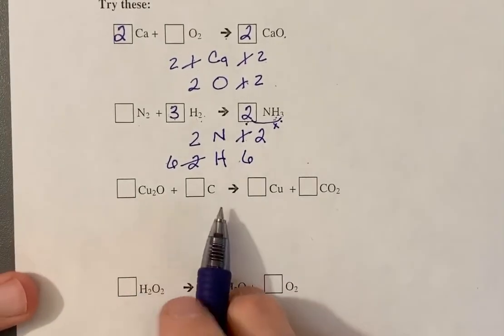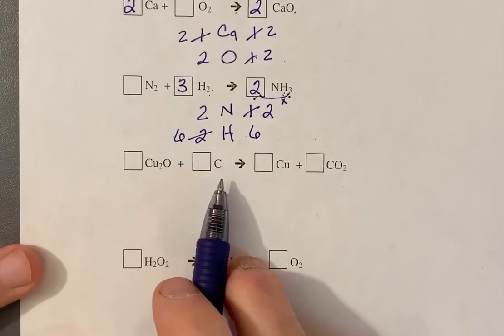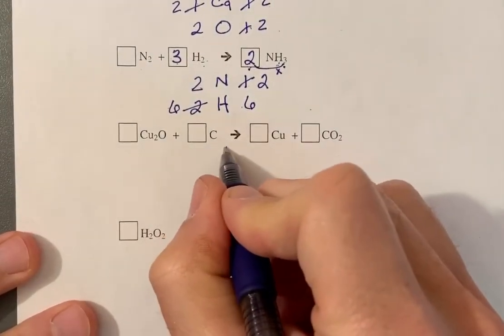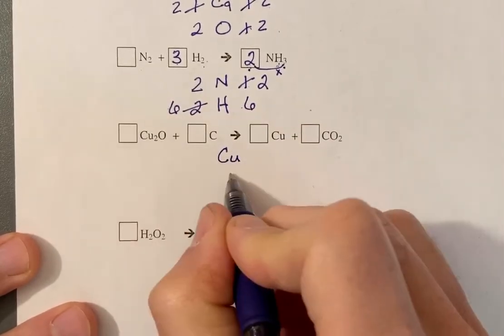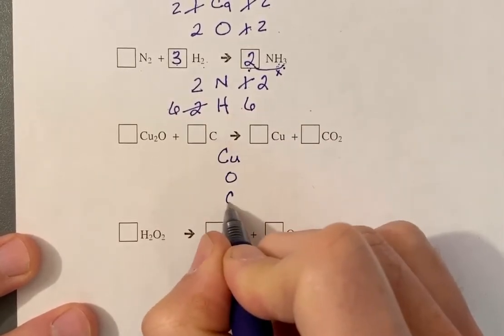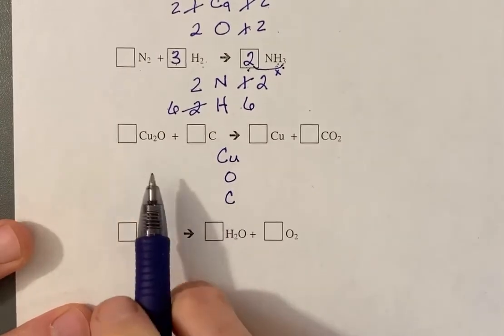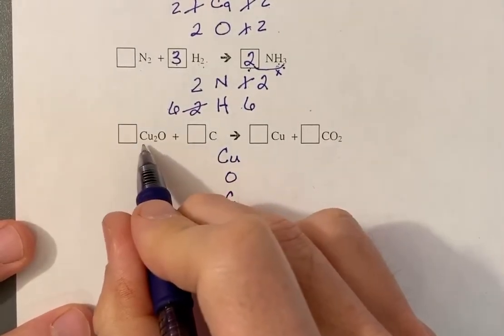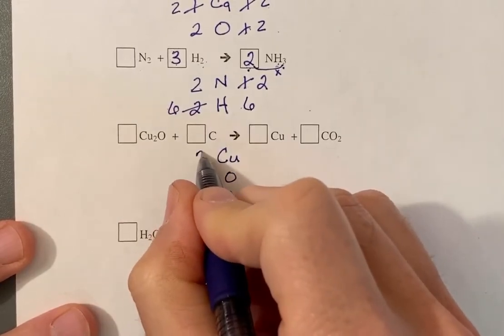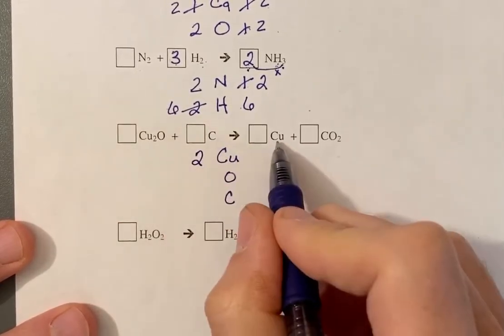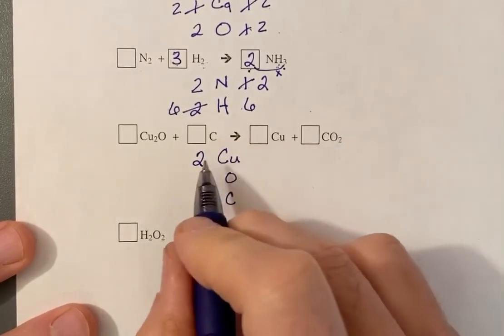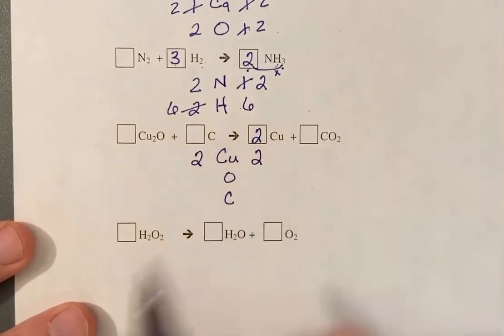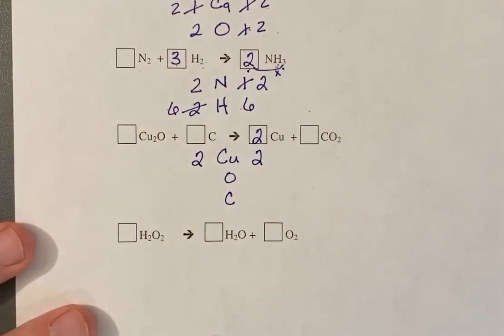All right, so let's look at the next one. So this one we have 3 different elements. We have copper, we have oxygen, and we have carbon. All right, first off, we'll start with the copper. The copper, we have 2 over here. So we're going to go ahead and put our 2. We only have 1 over here. Well, again, if we want to balance it, we can put a 2 there. So now we have 2 coppers and 2 coppers.